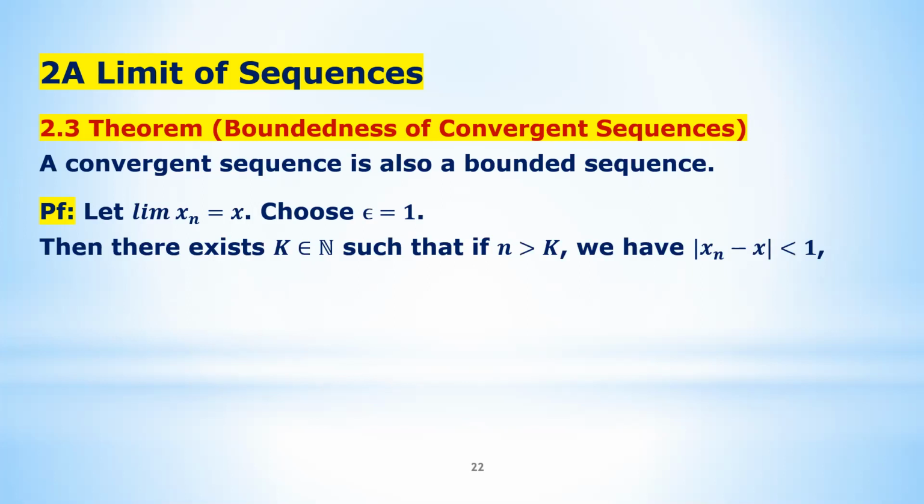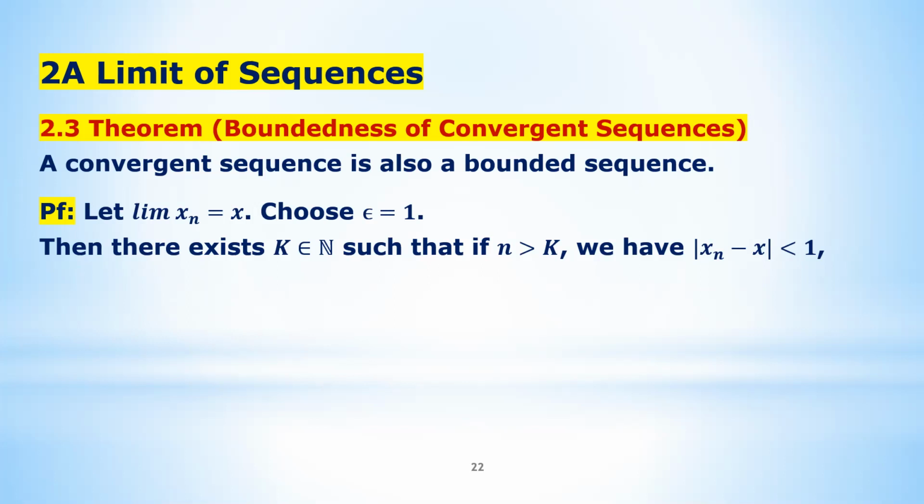It is not necessary for you to choose exactly epsilon equal to 1. You can choose epsilon equal to 2 or epsilon equal to 3, any fixed epsilon, and you're going to reach the same goal. But for convenience, we just use epsilon equal to 1. So by choosing epsilon equal to 1, we get that the absolute value of xn minus x is less than 1 when n is greater than k. This is a consequence of the limit definition.